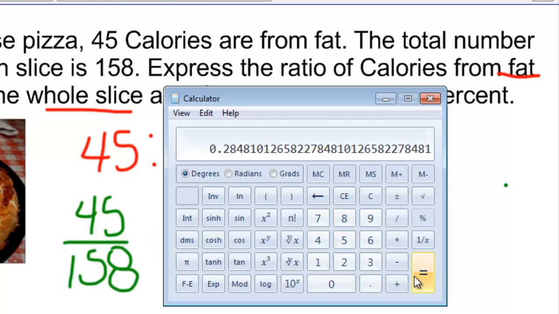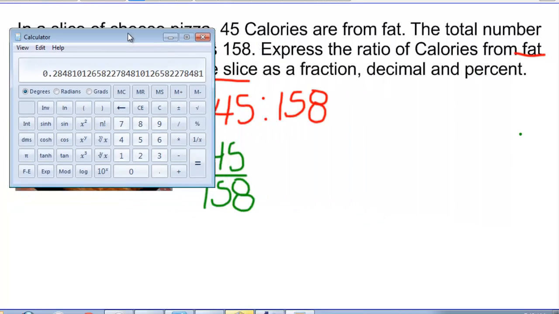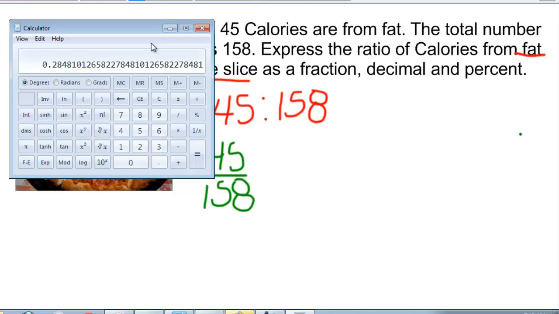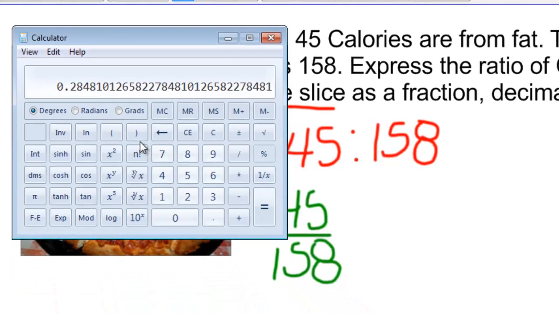And so you can see that that is a repeating decimal. So if I want to write that as a decimal, I think I'm going to round to the thousandths place. So that would be 0.284. The 4 is in the thousandths place, and there's an 8 after that 4, which tells me to have the 4 go up 1, so I would write that as 0.285.